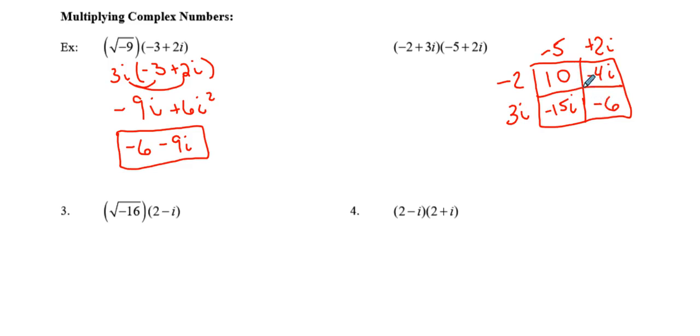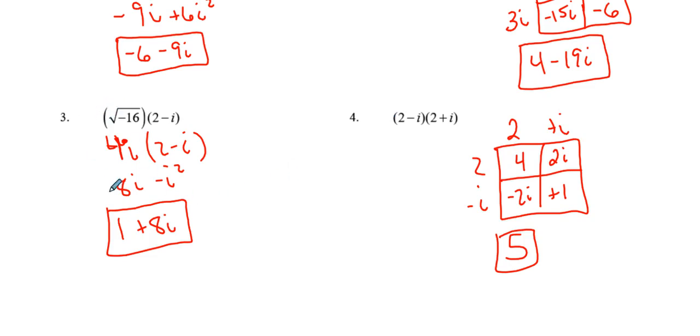Now I have like terms here, which is 10 minus 6. So I get 4. And I have negative 15i and negative 4i, so that gives me negative 19i. And that's what you should end up with after you multiply these two binomials together: 4 minus 19i. So go ahead and attempt number 3 and number 4 by pausing the video, work through the problems, and then check back and we'll show you the answers. Alright, pause the video.